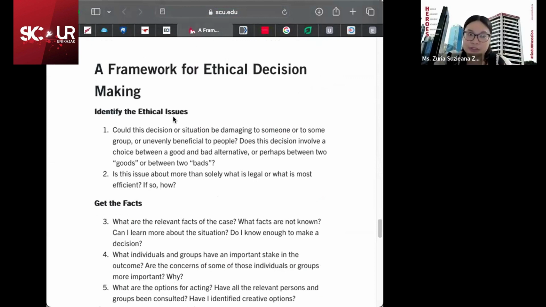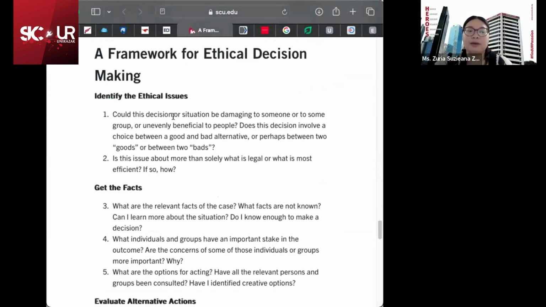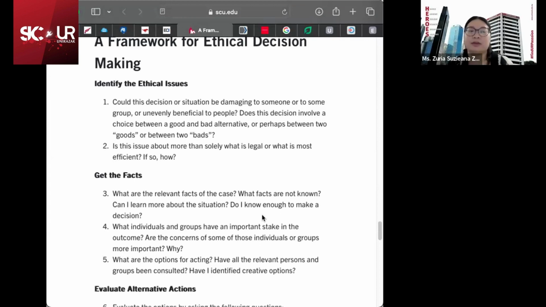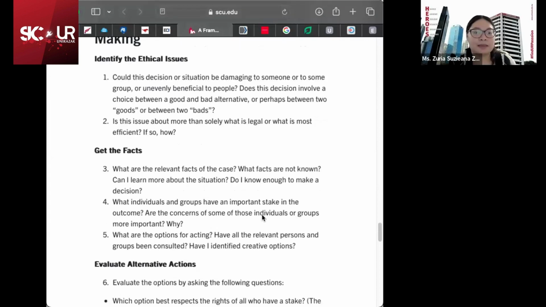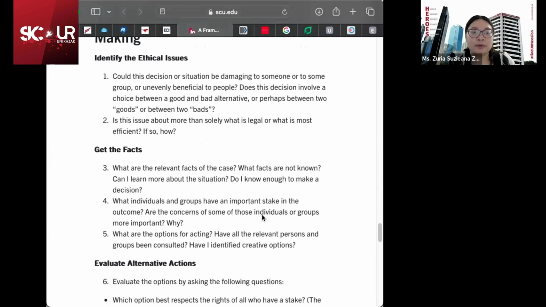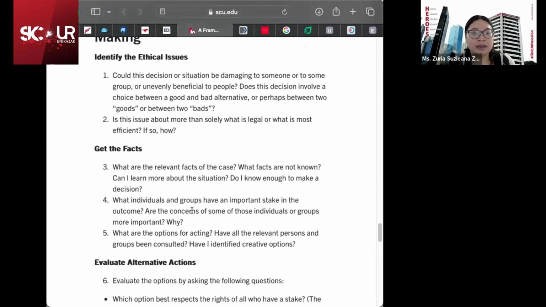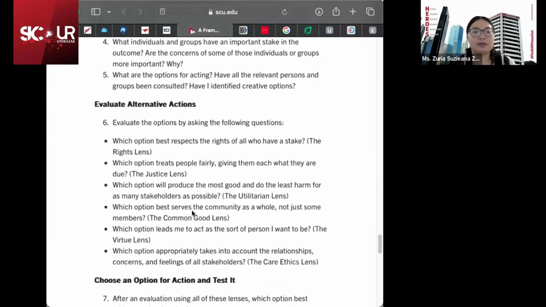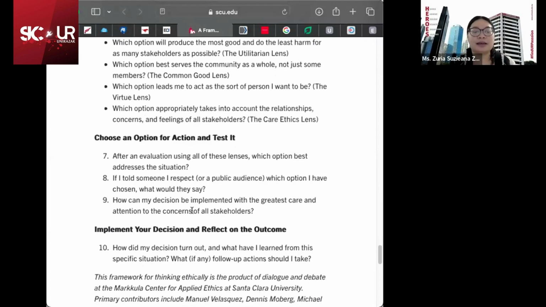Identify the ethical issue and then get the facts. What are the relevant facts, and what are facts that are not known? And then who are actually holding an important stake in the outcome? Then you have to call them to do whatever you have learned before, stakeholder engagement. You have to ask, and then you have to evaluate the impact on all those relevant stakeholders. Evaluate, choose options, and test it.